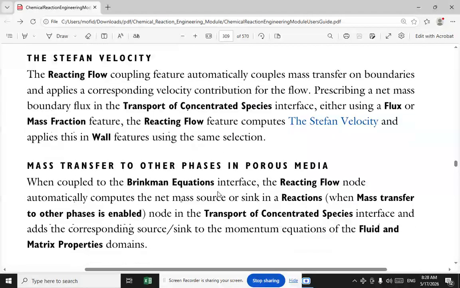Stefan velocity: the reacting fluid coupling feature automatically couples mass transfer on boundaries and applies a corresponding velocity contribution for the fluid, prescribing a net mass boundary flux in the transport of concentrated species interface, either using a flux or mass fraction feature. The reacting fluid feature computes the Stefan velocity and applies it in the wall features using the same selection.